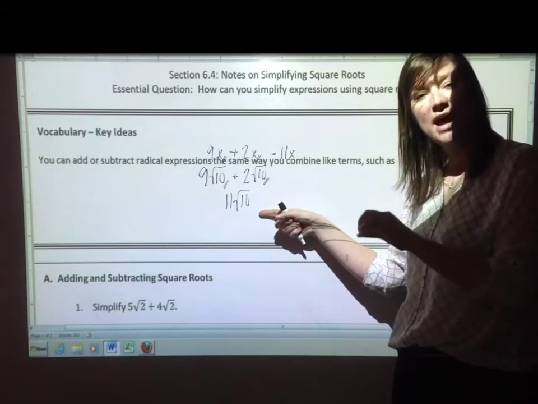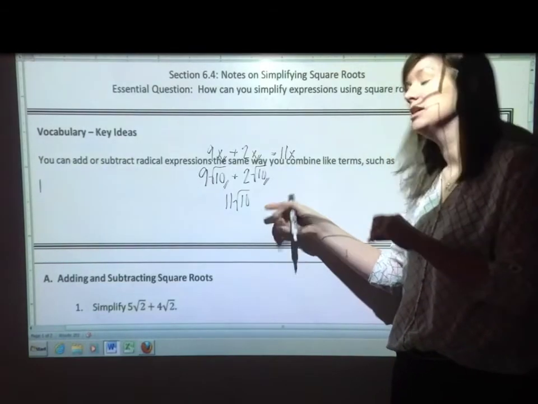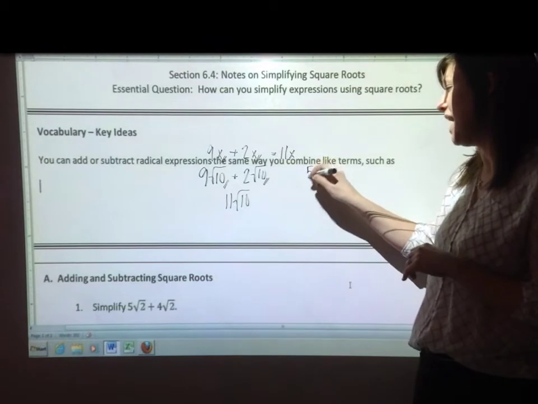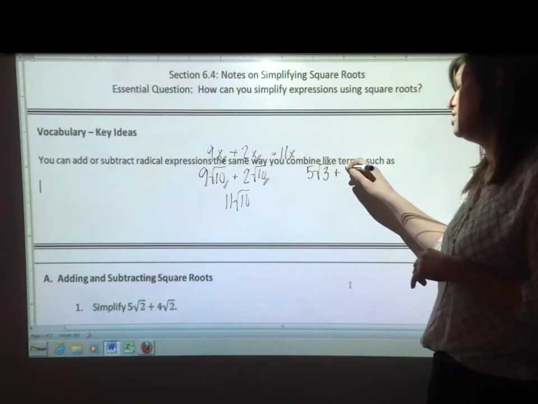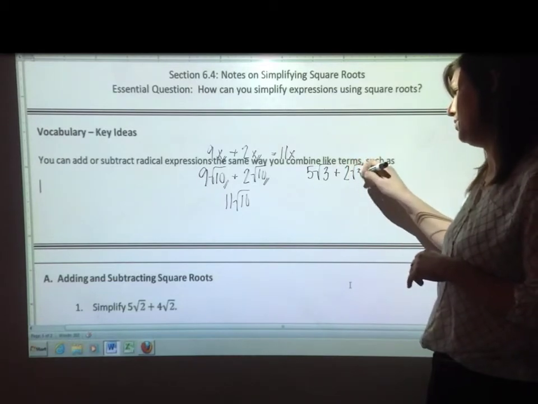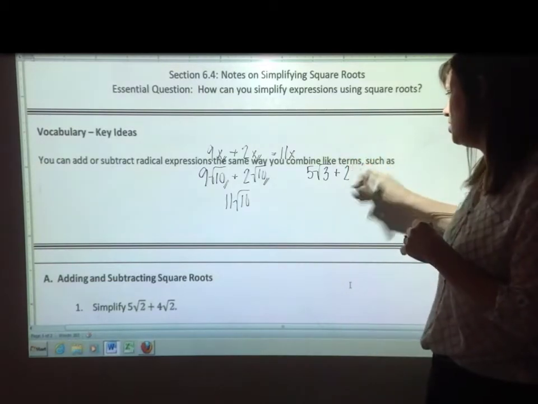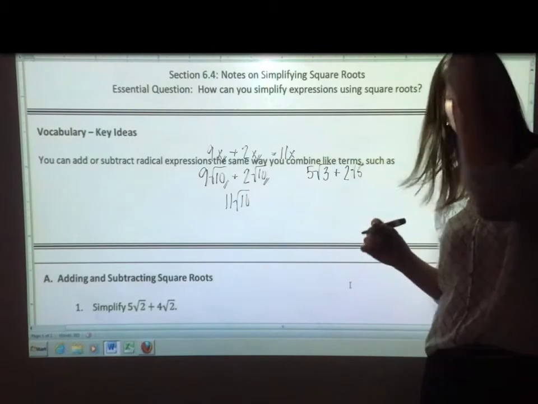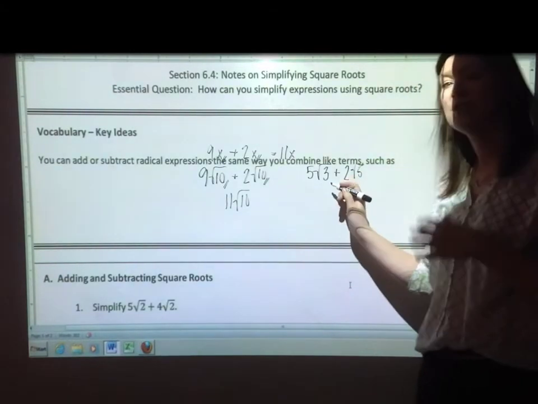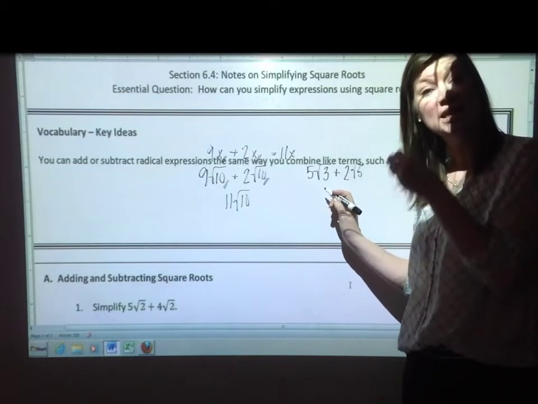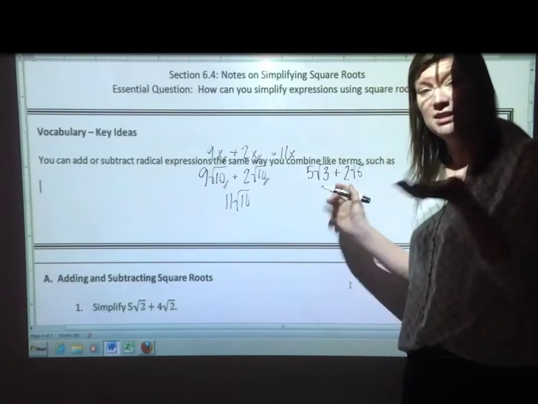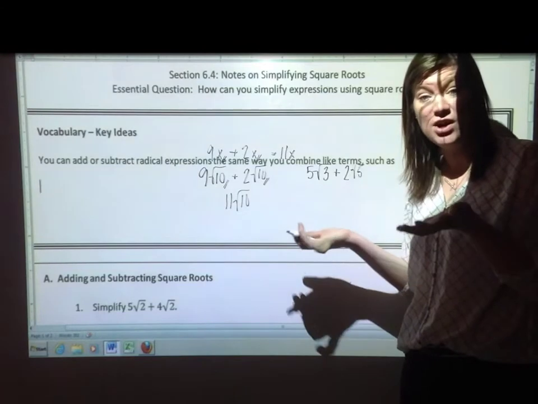However, what if the radical parts are not like? So if we had something like 5 radical 3s, and we want to add that to 2 radical 5s, can we do that? We first have to ask ourselves, are these terms like? If they're like, we can combine them. If they're not like, we're done. They're simplified as far as we can go.